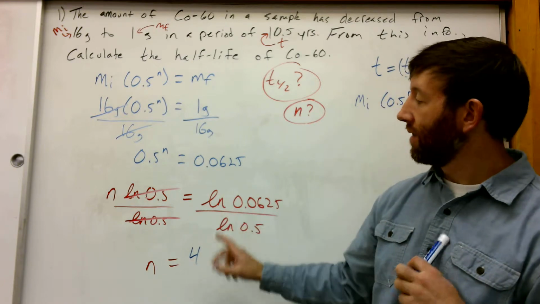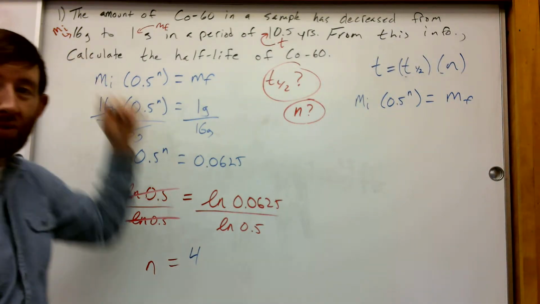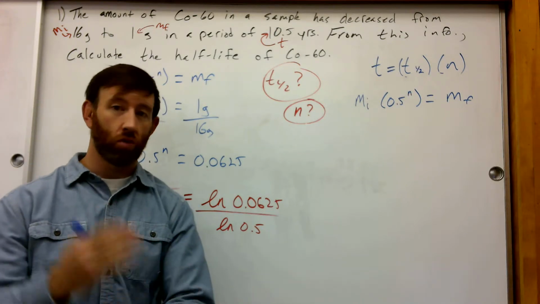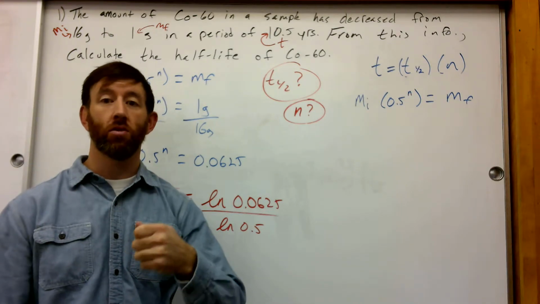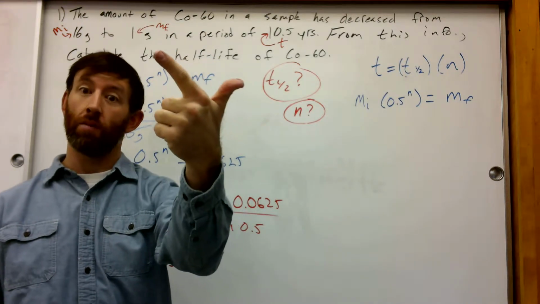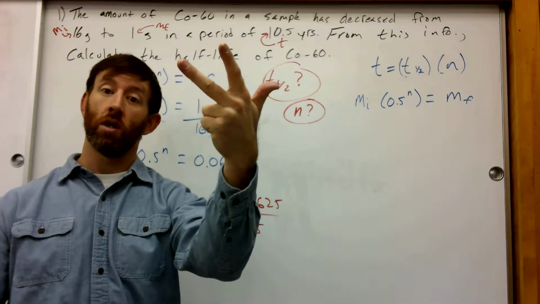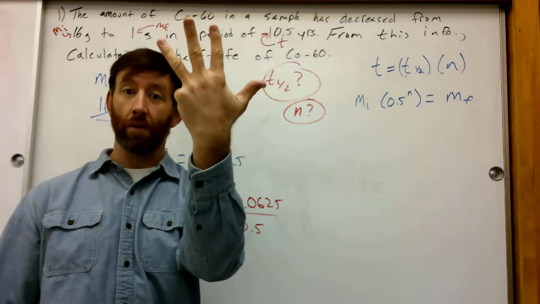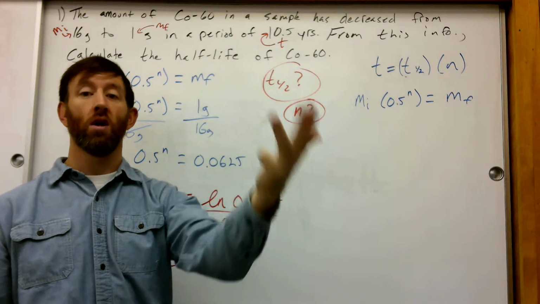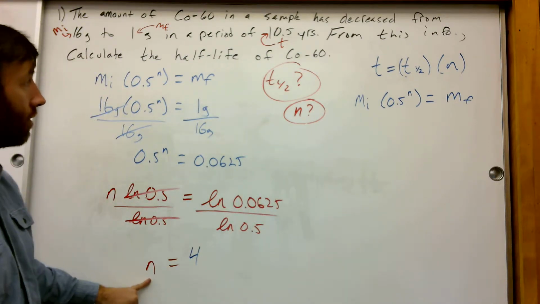Now, what does n tell me? In this case, that tells me that my 16, my initial amount, was cut in half 4 times. 1, 2, 3, 4. So 16 divided by 2 is 8. There's 1. 8 divided by 2 is 4. 4 divided by 2 is 2. There's 3. 2 divided by 2 is 1. There's my 4th time cut in half. So I've just gone through 4 half-life periods.